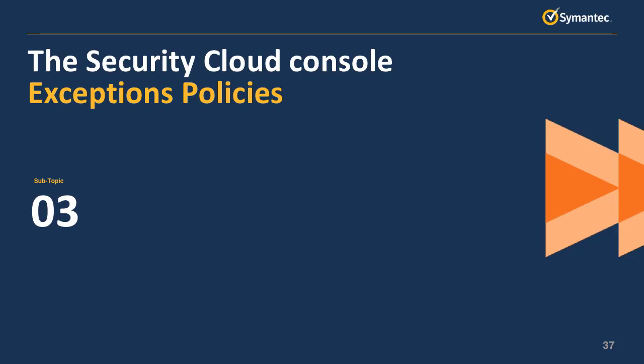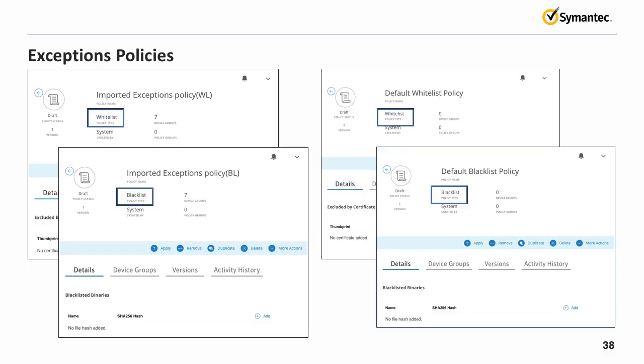This is the Exceptions Policies subtopic. When a domain is enrolled, any exceptions policy items from Symantec Endpoint Protection Manager appear in an imported exceptions policy list in the Cloud portal. They will be labeled as Imported Exceptions Policy Whitelist or Blacklist. You can continue to use these imported policies, or you can add new policies that you create in the Cloud portal by modifying the default whitelist or blacklist policies.